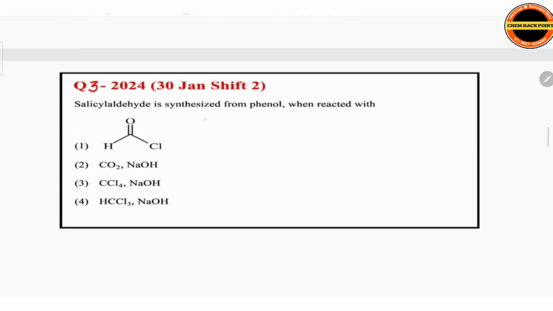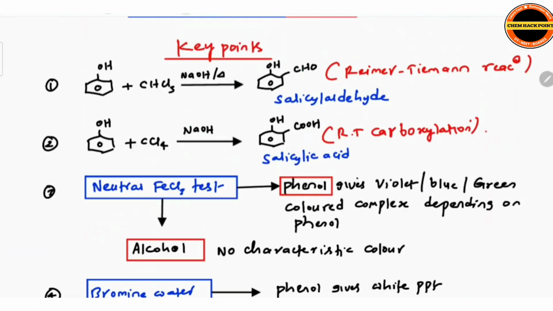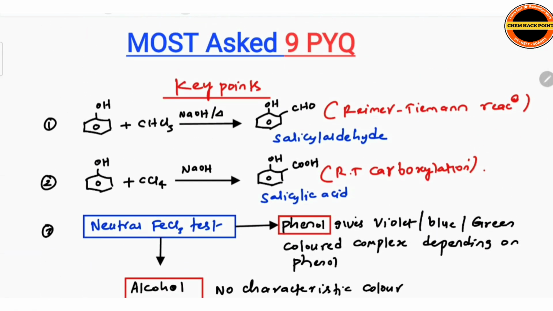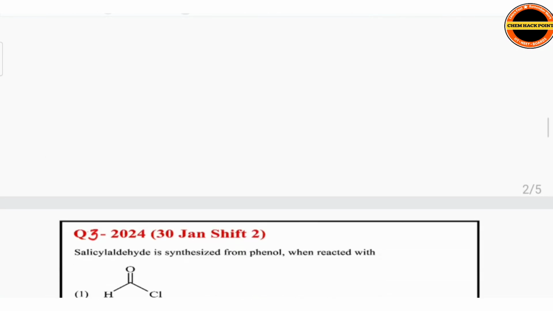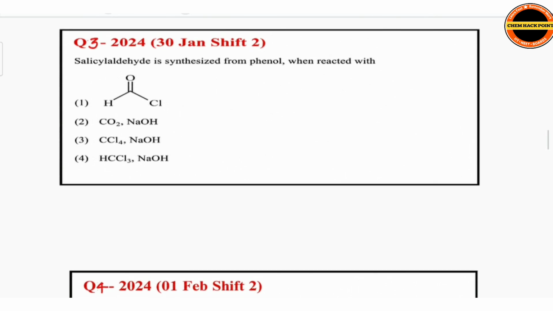Next question: salicylaldehyde is synthesized from phenol when reacted with what? Just now we studied salicylaldehyde. Salicylaldehyde is formed with CHCl3 and NaOH, the direct Reimer-Tiemann reaction. See how many times this question has repeated, observe it once. Such repeatedly asked questions you have to solve first.